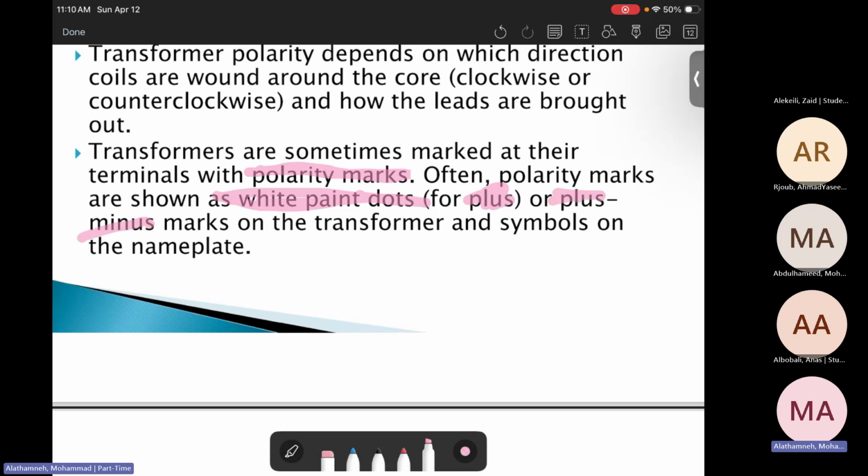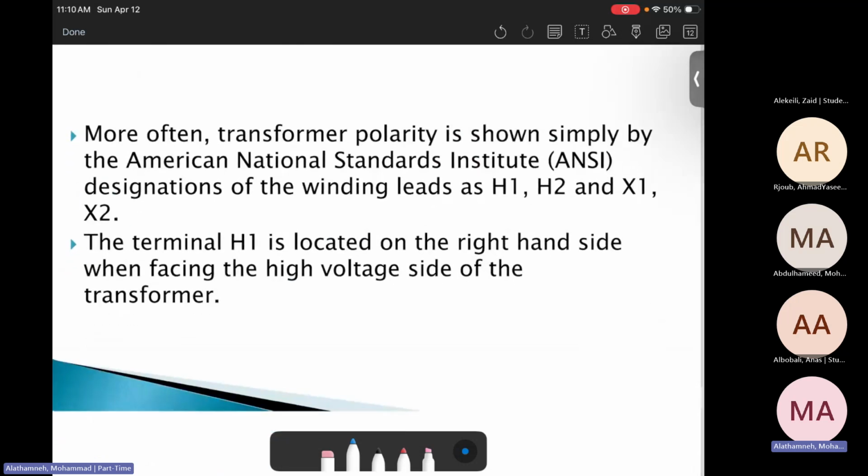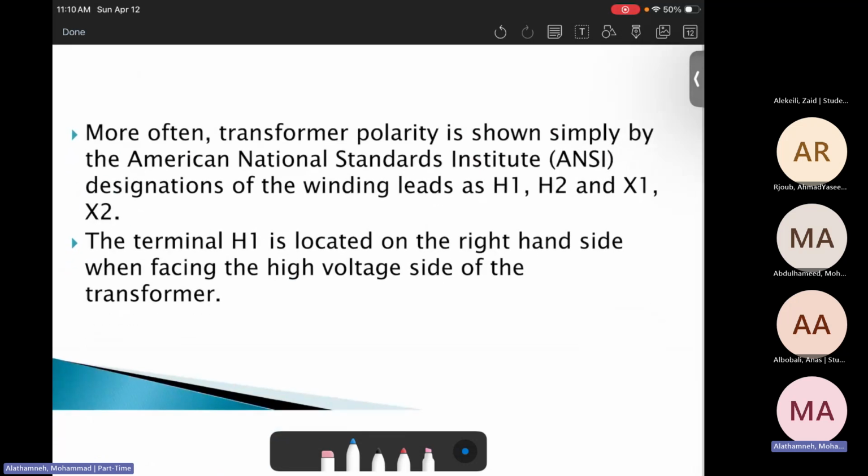You can see on the nameplates there's a plus minus, or you will see white painted dots. This marks the transformer polarity. Most likely, the transformer polarity simply follows the American National Standards Institute, which is called ANSI, and denoted as H1, H2, X1, X2. So the terminal H1 is located on the right-hand side when facing the high voltage side of the transformer, while X1 and X2 relate to the low voltage side.